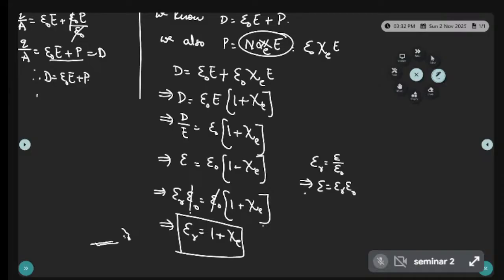Or if you write it in terms of relative permittivity, this I can write as epsilon by epsilon naught, which is equal to 1 plus psi. Like this also we can write. So the equation that we have to select depends on the given data. What is given in the problem, accordingly we have to select the formula, substitute, and simplify it. So this is about the relation between relative permittivity and electric susceptibility, or dielectric constant and susceptibility.